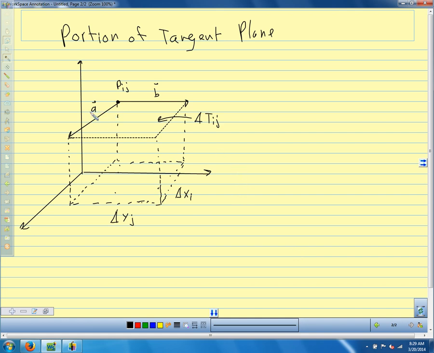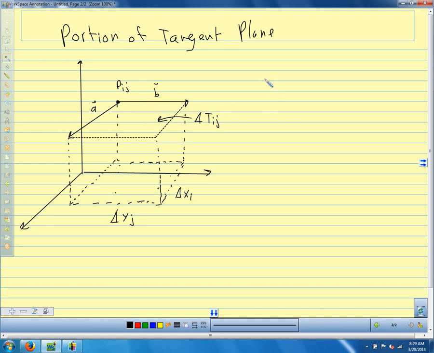These two vectors lie along the sides of this little parallelogram that is a portion of the tangent plane directly above that delta S sub ij. We're going to come up with expressions for these vectors, and then the area of this parallelogram is the magnitude of the cross product of those vectors. Then we can sum that magnitude of the cross product over the region, and we get approximately the area of the surface.